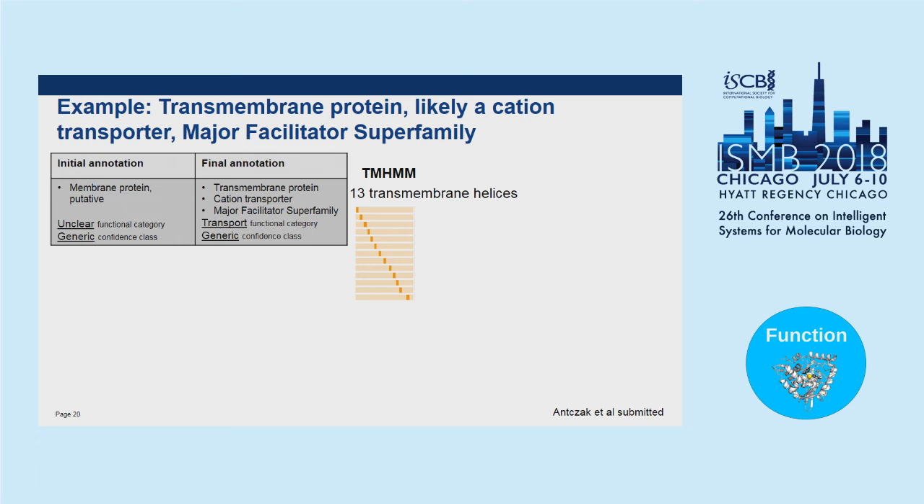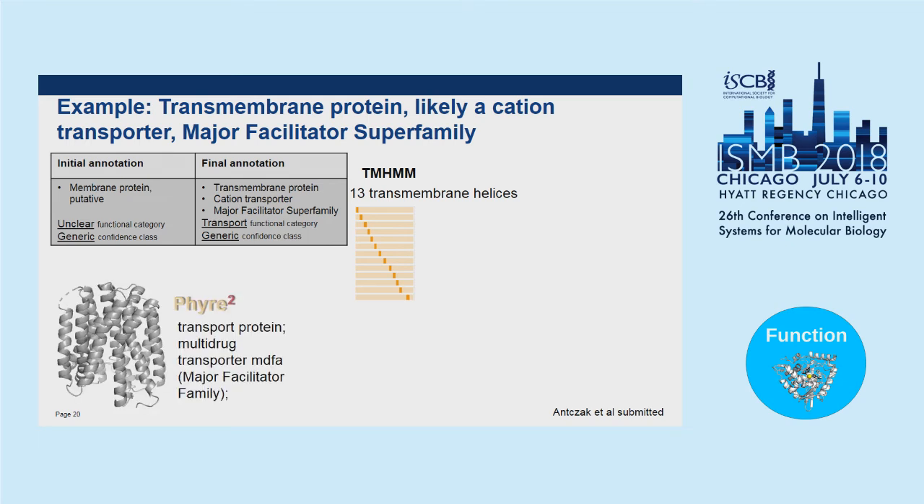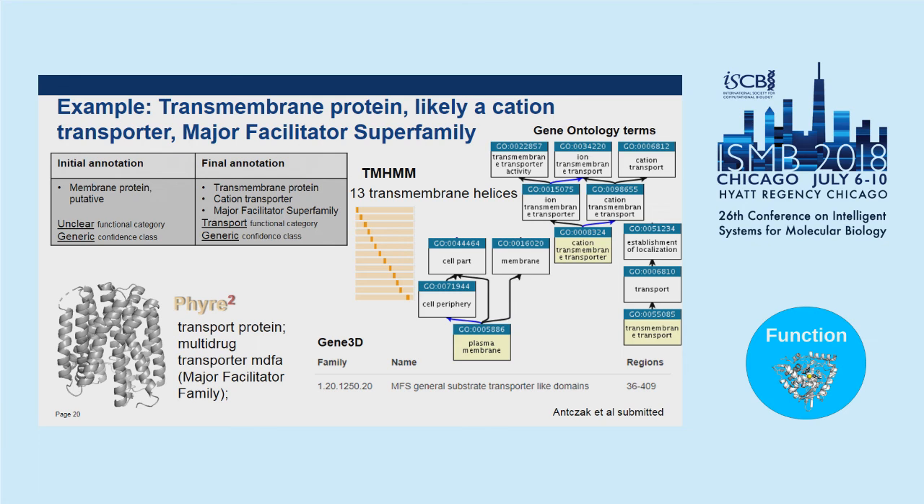So TMHMM predicted 13 transmembrane helices. FFAS modeled the structure based on a multidrug transporter MdfA, which is a part of the major facilitator superfamily. Gene3D predicted matching also to a major facilitator superfamily domain. And of the Gene Ontology terms, the highest terms that were predicted include cation transmembrane transporter, transmembrane transporter, and plasma membrane protein.